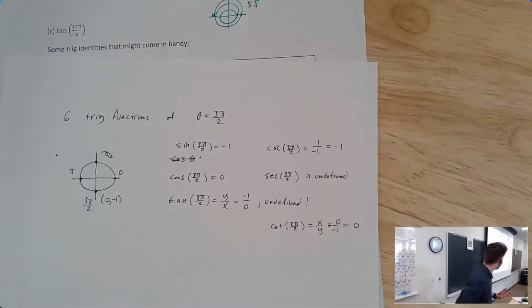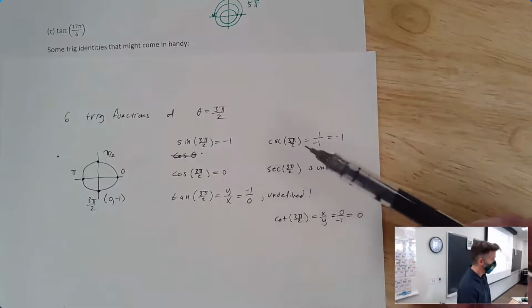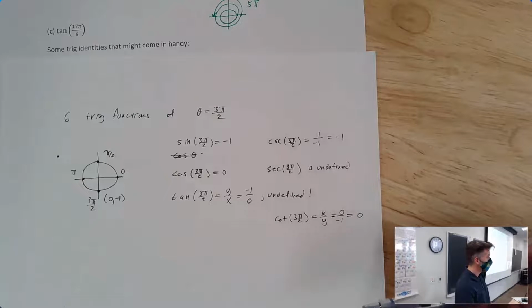So that's how we could evaluate the 6 trig functions of a quadrantal angle. And now here's something that is worth noting. Whenever you have a quadrantal angle, you're always going to get 2 of each thing. You're going to get 2 of them being 0. You're going to get 2 of them being undefined. And you're going to get 2 of them being +1 or -1.